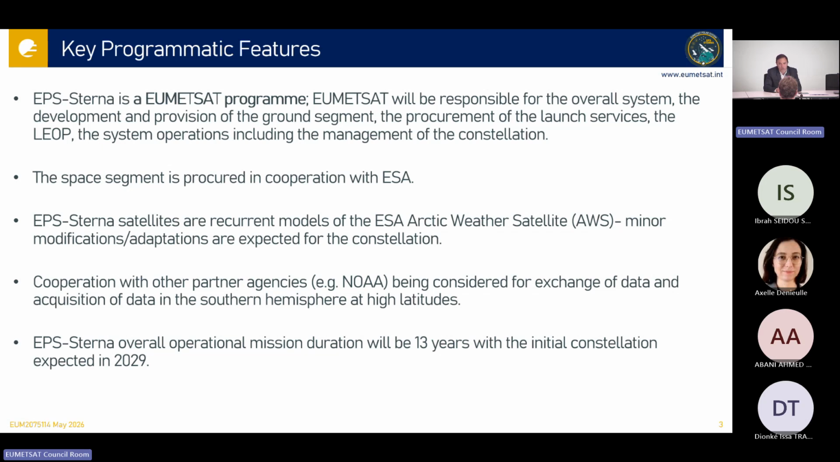We are also assessing cooperation with other partner agencies, in particular with NOAA, and not only for exchange of data, but also for acquisition of data in the Southern Hemisphere, which would significantly improve the timeliness for global data. The mission will have a duration of 13 years, and we expect to deploy the constellation in 2029.